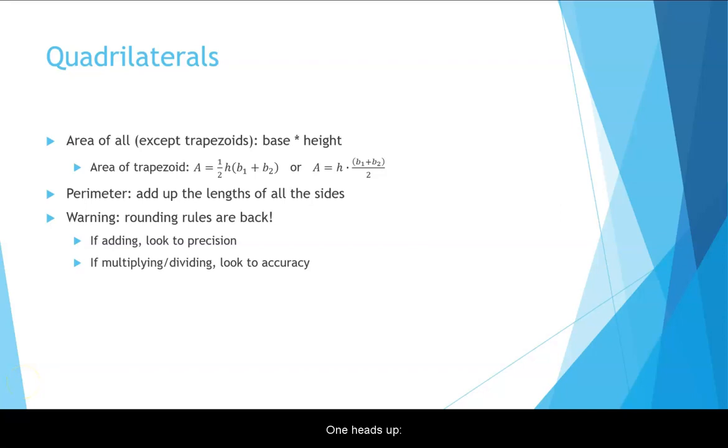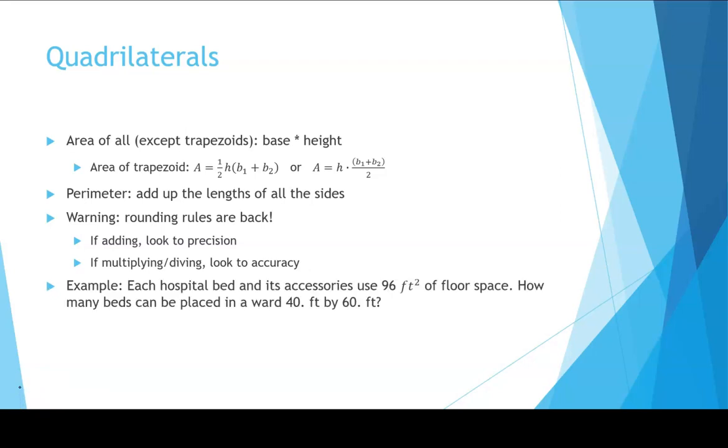One heads up, rounding rules are back. If you're adding, you need to look to the precision. So if you're finding the perimeter, you should be looking to the precision of the numbers. And if you're multiplying or dividing, look to the accuracy, the number of significant figures. Let's do one example problem.